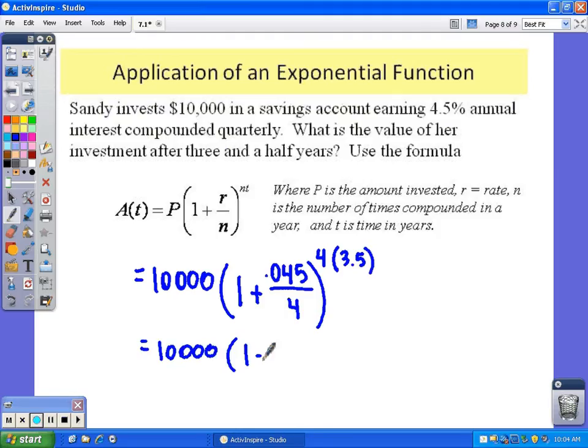I would take the time to go ahead and multiply my exponents together. 4 times 3.5 would give you 14. Now once you do that, you should be able to type it all straight into your calculator, and you should get $11,695.52. Now when you get to problems like this on Hawks, they will give you the formula, so you do not have to have it memorized.